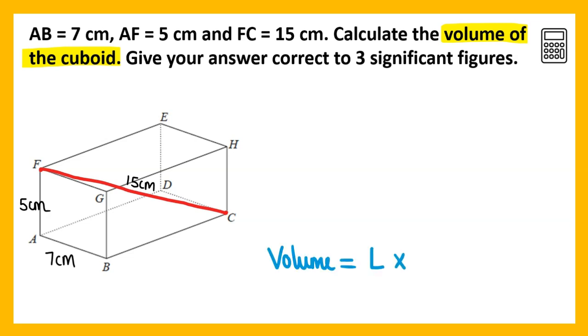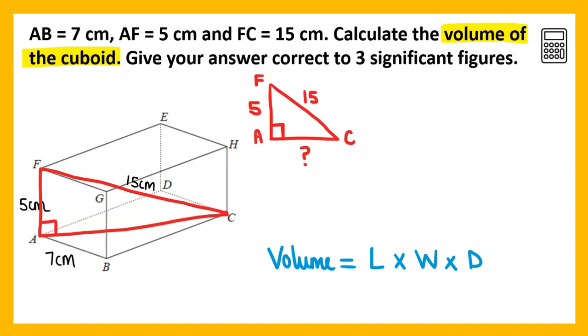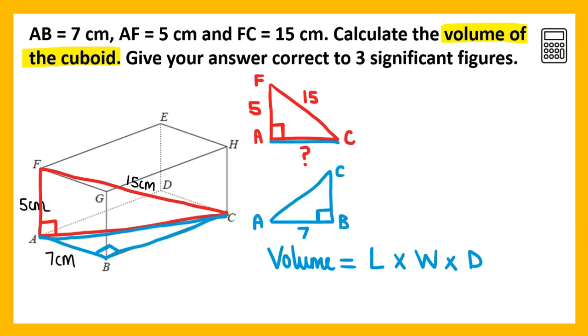We'll need to multiply the length, the width, and the depth to work out the volume of the cuboid. We already have the length and the width, but we'll need to work out the depth. Using the length FC, F to A, and A to C, I can form a right angled triangle, which will allow me to work out the length A to C, which forms a shared length with this right angled triangle across the base. This will then allow me to work out the depth labelled as CB.